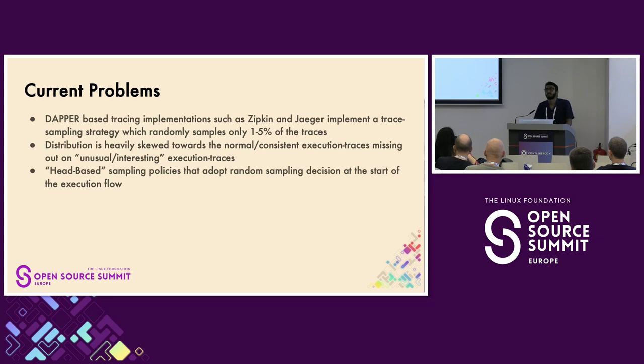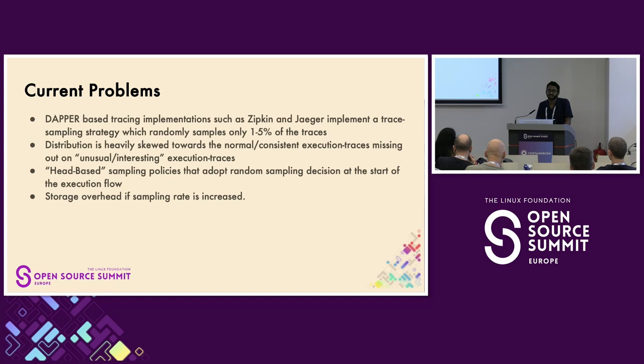Third problem is that most of the solutions today are based on head-based sampling. Head-based sampling essentially decides at the beginning of a trace whether it will be retained or not. If it comes within the random sampling limits, it will capture and retain it. If it does not, it will just throw it away. And this does not ensure what type of trace it is. It does not go through the detail of that trace.